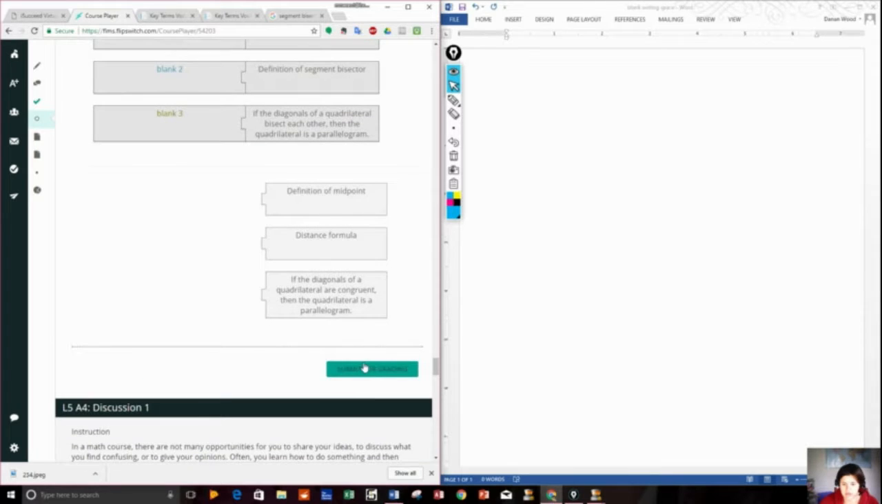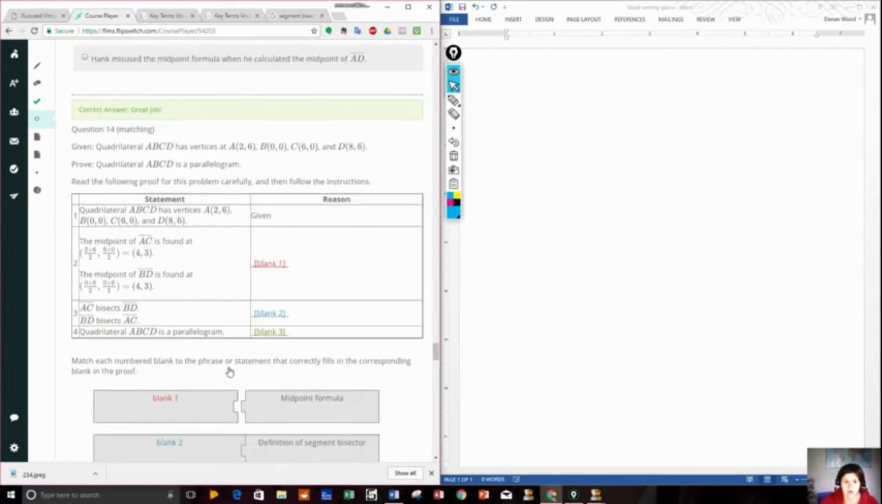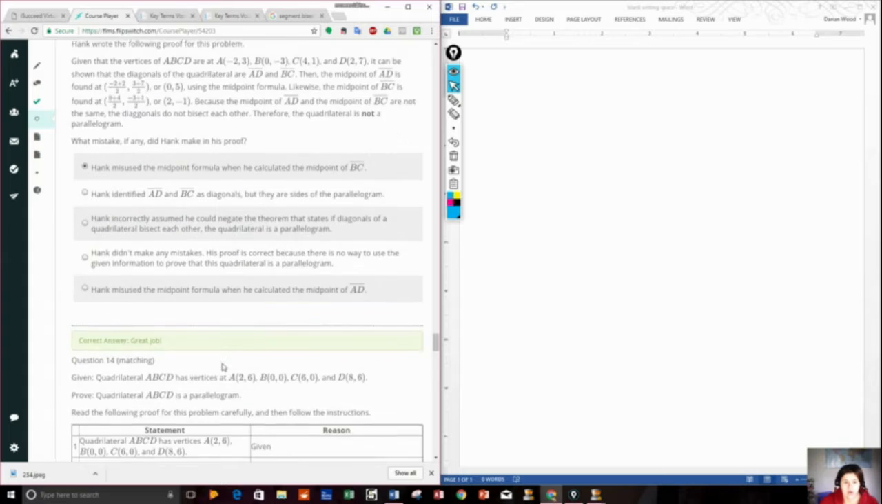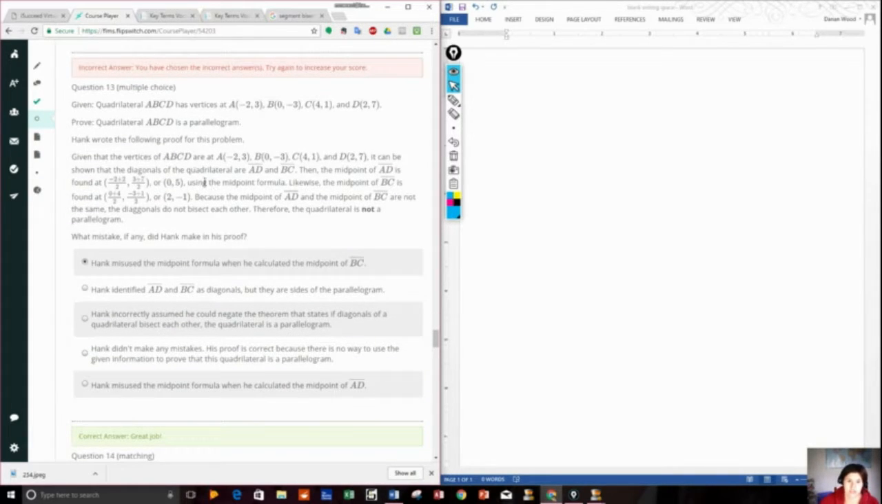And then we're going to submit that for grading just to double check and make sure that we were right or made a mistake before we move on. So we were correct with question 14. And then question 13, quadrilateral ABCD has vertices at A (-2, 3), B (0, -3), C (4, 1), and D (2, 7). Prove quadrilateral ABCD is a parallelogram.